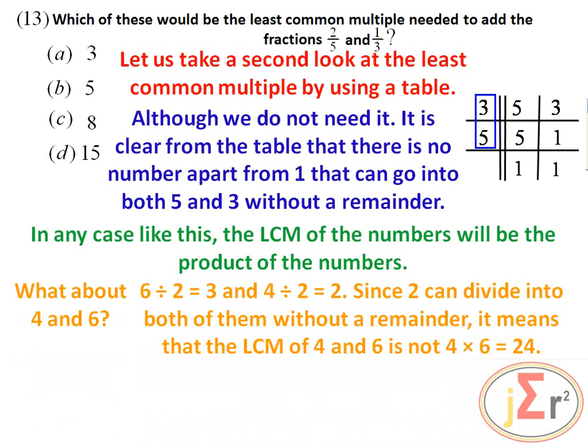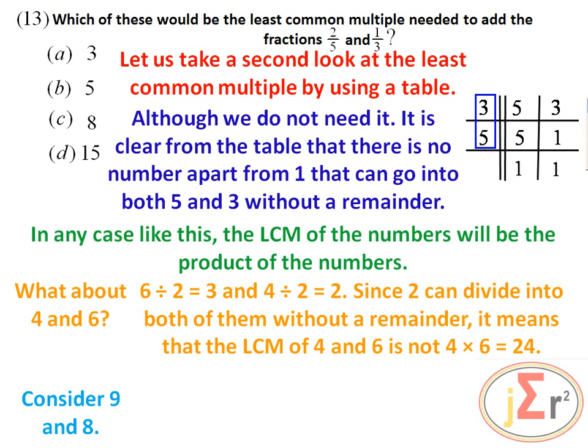What about 4 and 6? 6 divided by 2 is equal to 3. And 4 divided by 2 is equal to 2. So, do those numbers have any common prime factor, Jerry? Yes. And what is that common prime factor? 2. Right. So, because 6 and 4 have a common prime factor of 2, it means that the LCM of 4 and 6 is not 4 times 6, which is equal to 24.